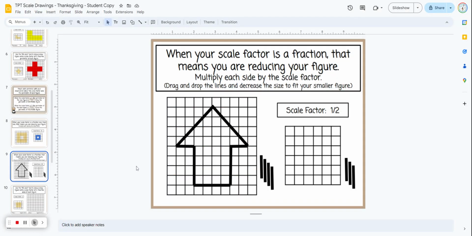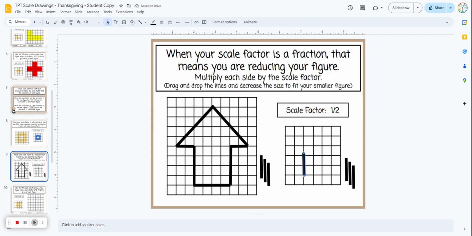The next one, they're not going to be using the fill color feature. They're just going to be moving these bars into place. So they just click and hold on each of the bars and they can move them. And again, we have a scale factor of 1/2, which means we're going to take each of the measurements and we're going to divide by 2. Now it gets a little bit tricky with these diagonals, so you want to have them start at the bottom. This measurement at the bottom is 4 units, so if I divide by 2, it will now be 2 units.